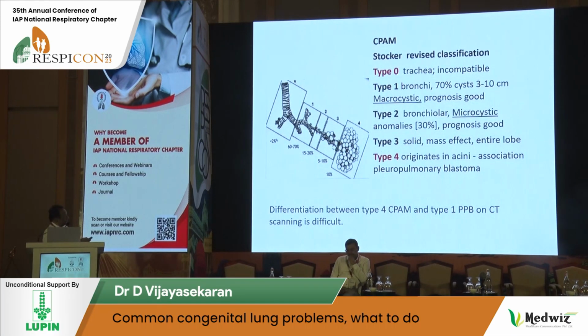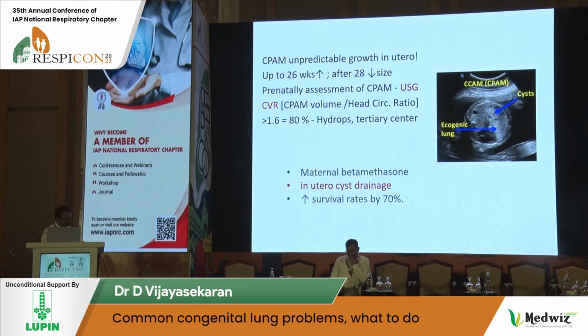But type 1, that is the one where the CPAM originates from the trachea or major divisions, we have an incompatible one. Like that, anything that originates in type 4, in the acini also, actually may associate with the pleuropulmonary blastoma. Sometimes it's very difficult to differentiate between these 2, even with all the investigations, unless you go for histopathology.